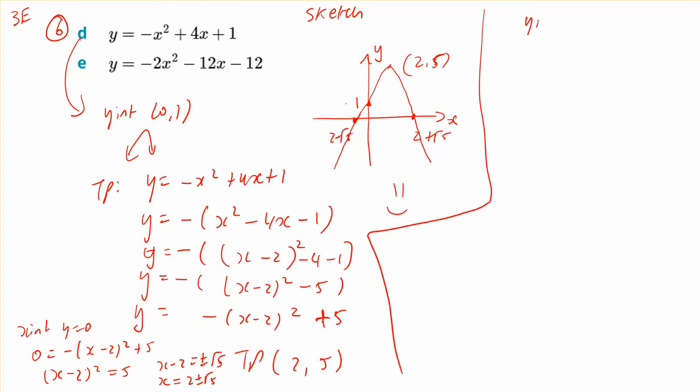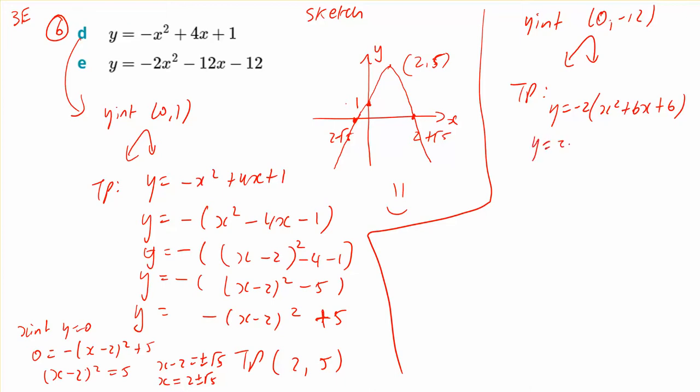Now for E, this looks slightly more complicated. My y-intercept is at (0, negative 12). It's going to be a frown again. My TP, I'm going to work out my TP. So I'm going to factorize it. I'm going to take a negative 2 out as a common factor. Got x squared plus 6x plus 6. Okay, which makes sense, because if I re-expand it, I get what I had originally.